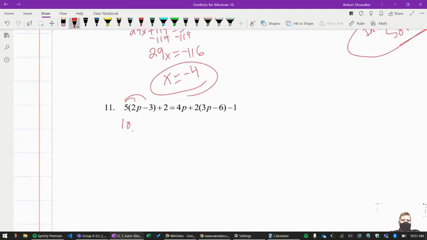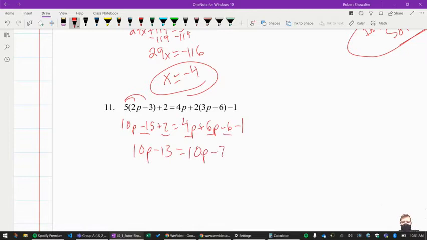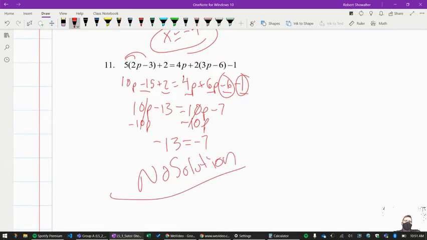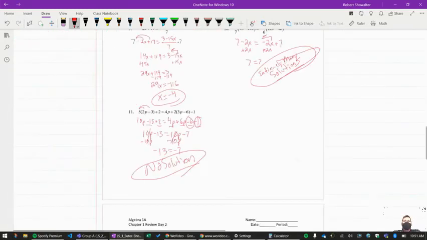Distribute. 10p minus 15 plus 2 equals 4p plus 6p minus 6 minus 1. 10p minus 13. Combining like terms, that's what I'm doing. 4p plus 6p is 10p minus 7. Combine those like terms too. All right. Bring the variables to one side. Look what happens. We have another situation where the variables drop out, so it's special. We say no solution because it doesn't match. Does negative 13 equal negative 7? No solution. That's what we say up in the house.